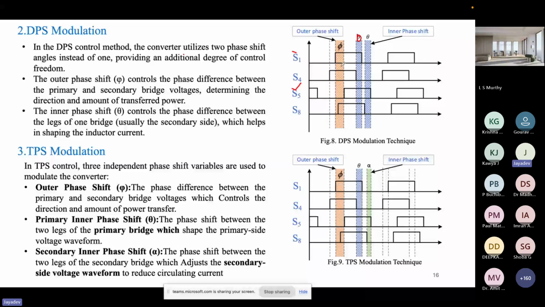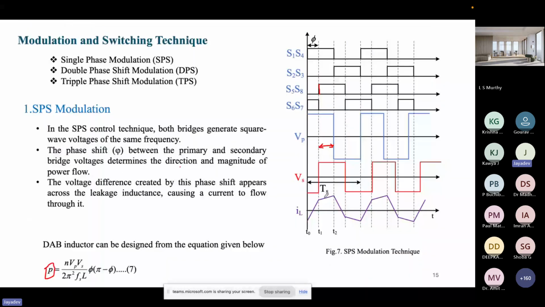A phase shift between the S5 and S8. This is called a double phase shift modulation technique. In this case, as the phase shift is more, meaning two extra phase shifts we have incorporated, the current is smooth compared to the earlier one. Compared to the SPS modulation, the current is a bit smooth, meaning the slope will not be that sharp. It will be less sharp than this one.